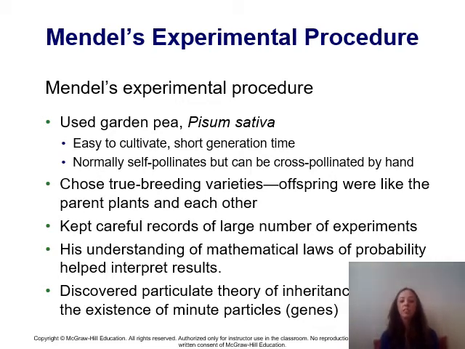And then he discovered the particulate theory of inheritance, which just says that people's physical traits and the variances that we can see throughout a family's generations are all due to minute particles, which they didn't know at this time, but are genes.